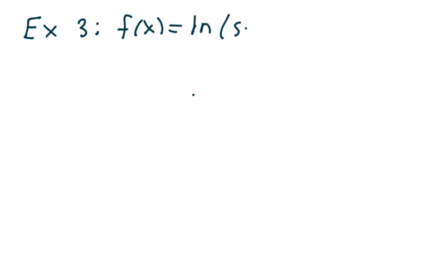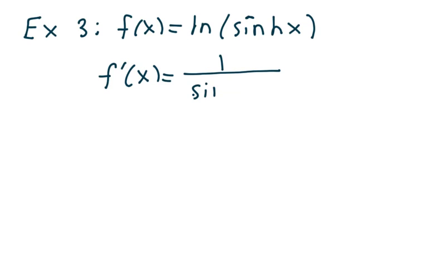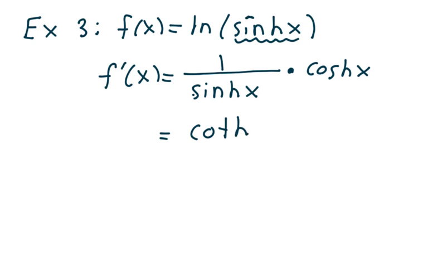Let's go ahead and take a look at example 3. I want to at least do a few more examples for this video. So if we take a look at example 3, we have f of x is natural log of hyperbolic sine of x. So f prime of x is 1 over hyperbolic sine x times the derivative of the inside function, which is hyperbolic cosine x. And so this is equal to hyperbolic cotangent x. That's it. You're done. And so therefore, f prime of x is hyperbolic cotangent x.